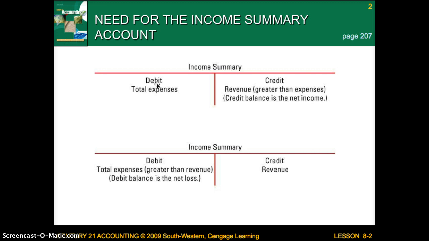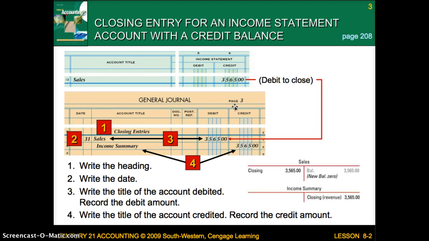So if we have a net income, our revenue will be on the credit side. This would mean that it's greater than the expenses. A credit balance is net income. If it's on the debit side, debit balance is a net loss. Okay. I would write these two things down in your notes so that you can remember net income or net loss in the income summary side.